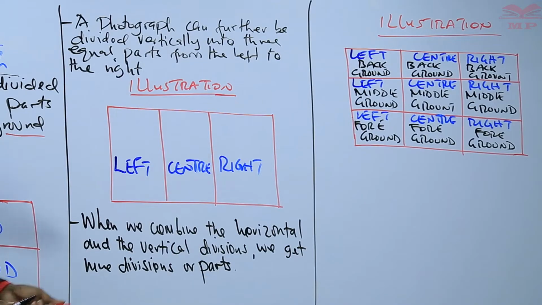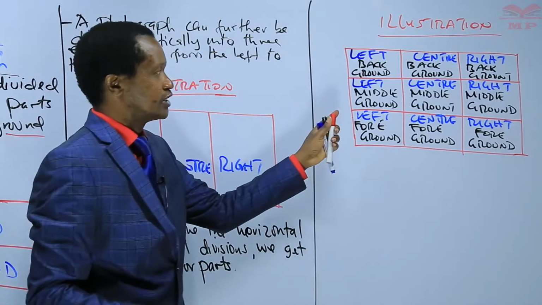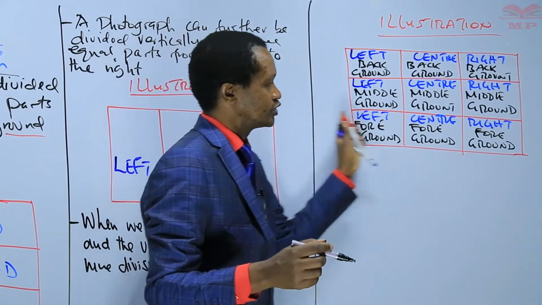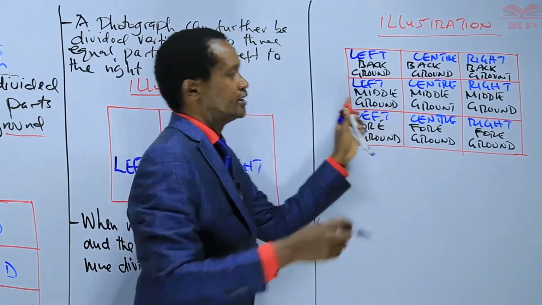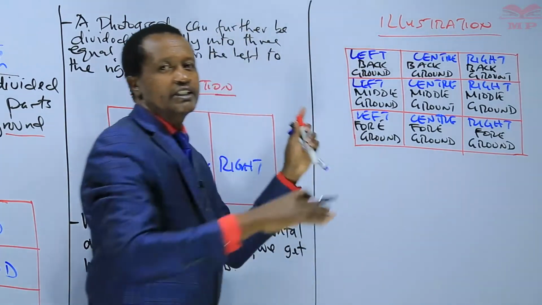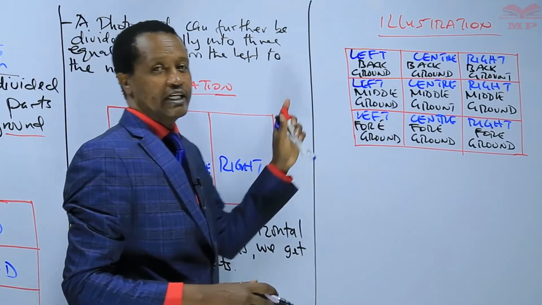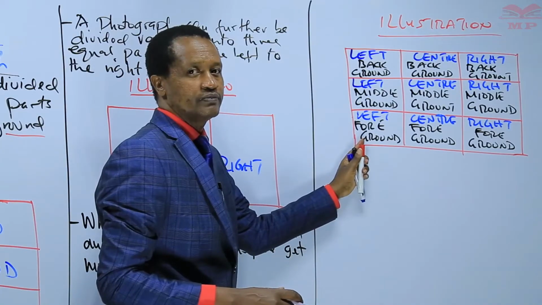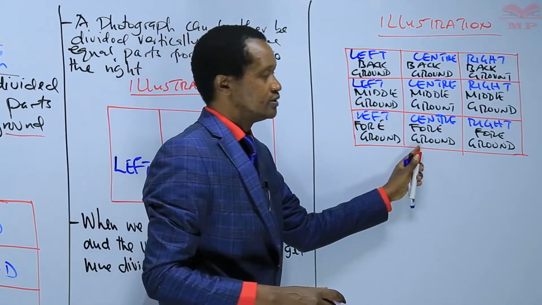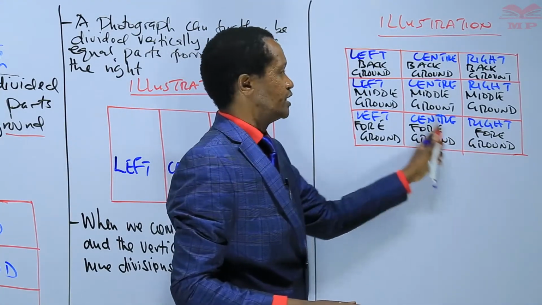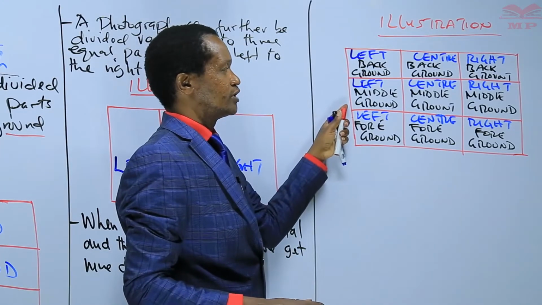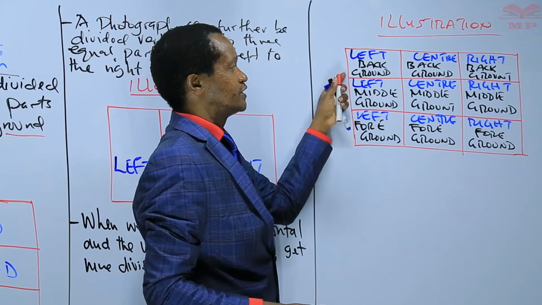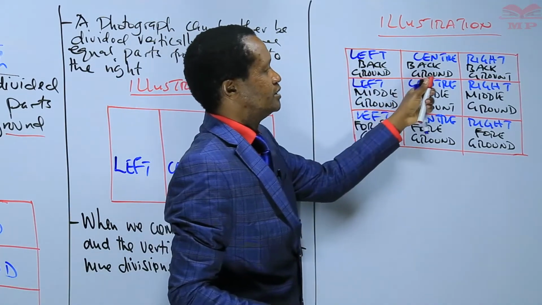So when we combine the horizontal and the vertical divisions, we get 9 combinations. The first one is in relation to the foreground. So we have left foreground, center foreground, right foreground. Then the middle ground will have left middle ground, center middle ground, right middle ground. Then the background will have left background, center background, right background.